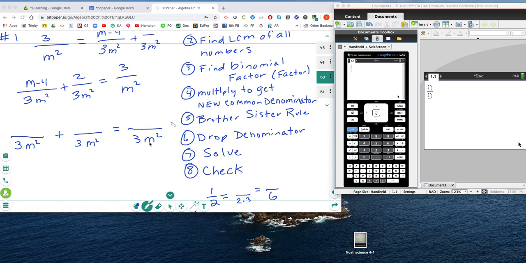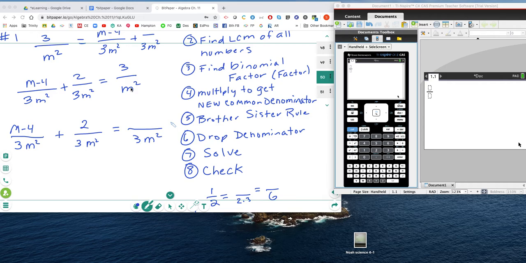Now what we're going to do is the brother-sister rule. So we're going to come up here and look at this first fraction. We're going to look at the denominator, and we're going to notice that the denominator matches identically. So that means we do not have to multiply this fraction. We just copy down m minus 4. Now we look at this denominator. This denominator matches our new denominator exactly. So we don't have to multiply by anything. We just put the 2.